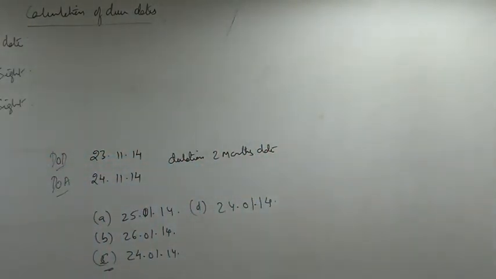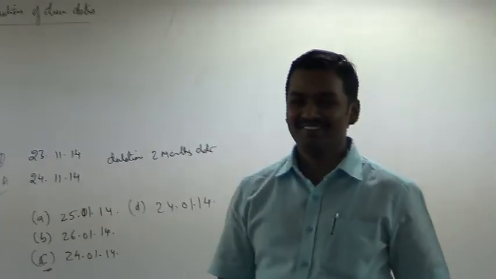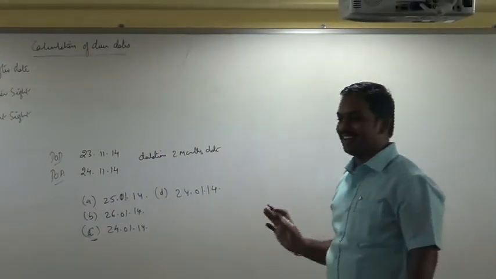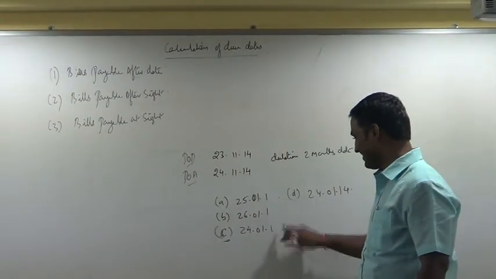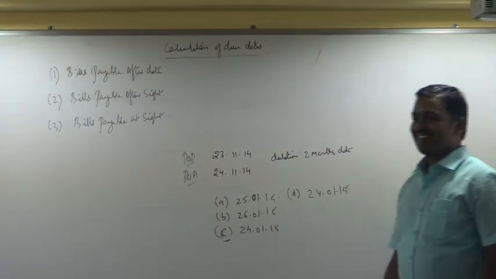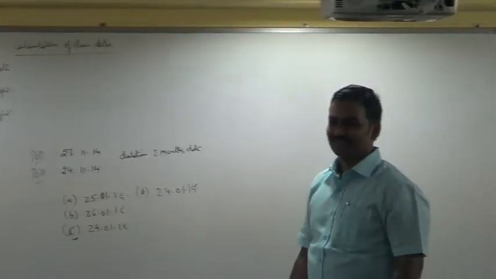A. How many of you say A? 26th January is a public holiday, no? So the due date will be 1 day before, so 25th January, A. How many will say A? Raise your hand. So you should say none of the answers are correct. Why? Now you can tell me the answer. A is the answer. Okay.